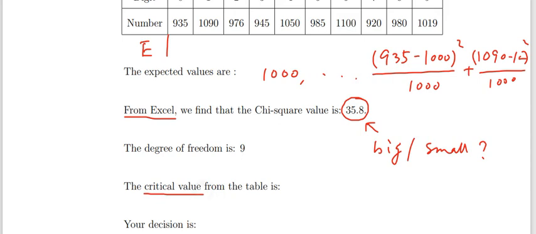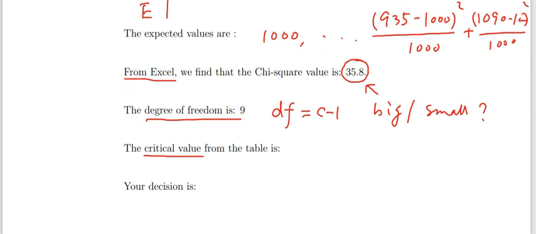And the degree of freedom here is 9, right? Degree of freedom equals C minus 1, where C equals 10, so this equals 9. So remember this degree of freedom. Degree of freedom equals 9 from the chi-square table, and check 0.005. So you can find this number.